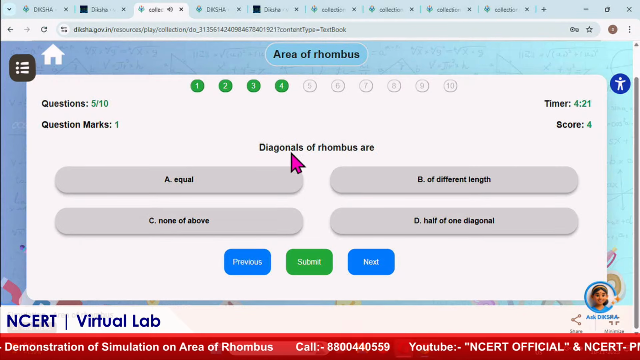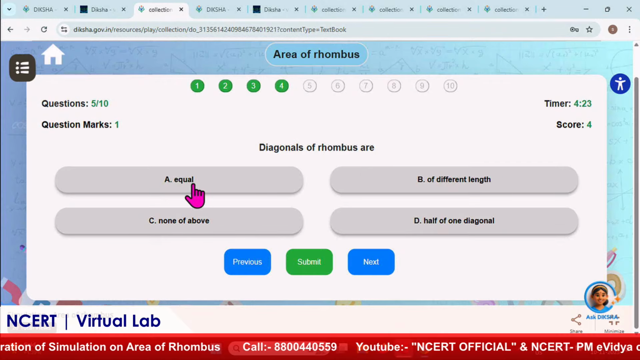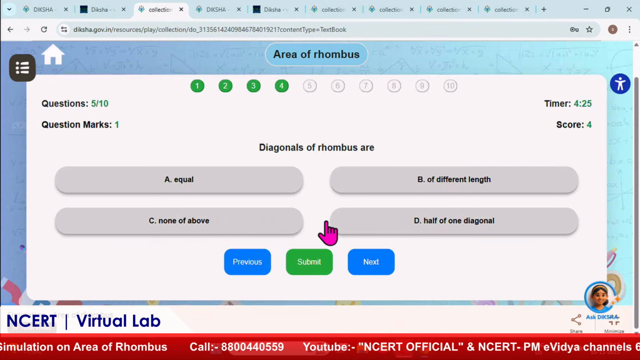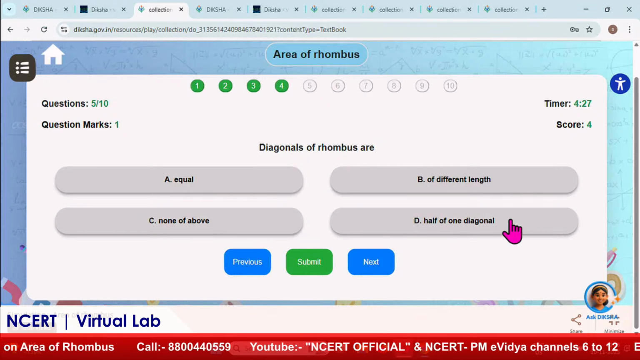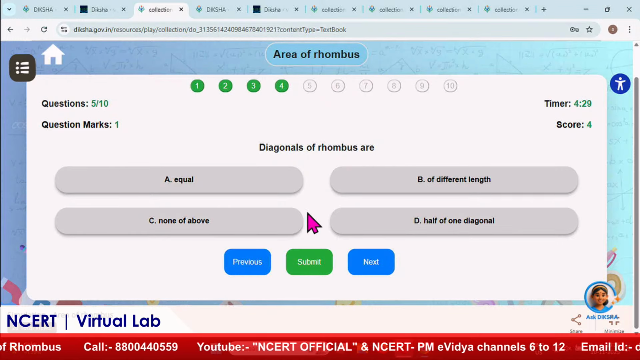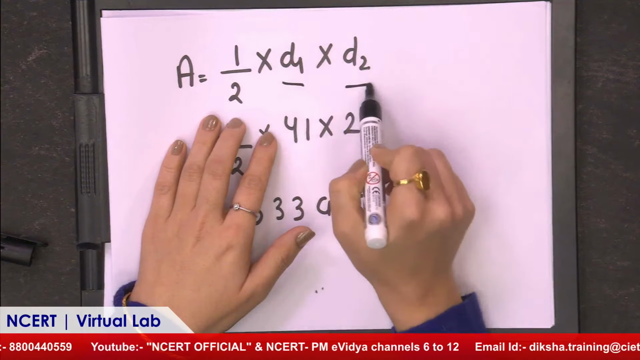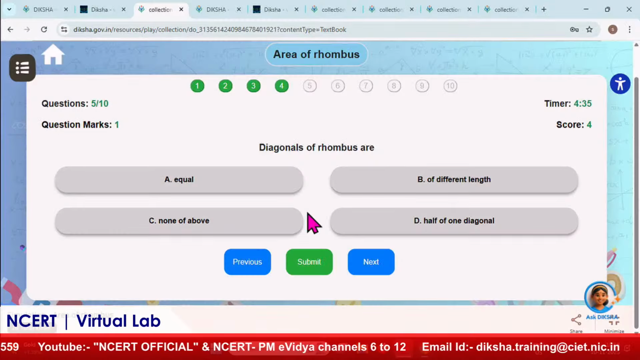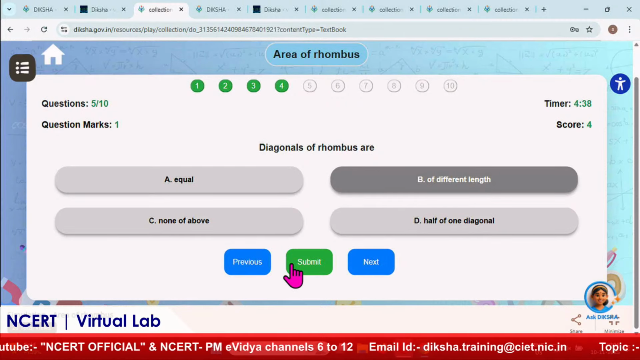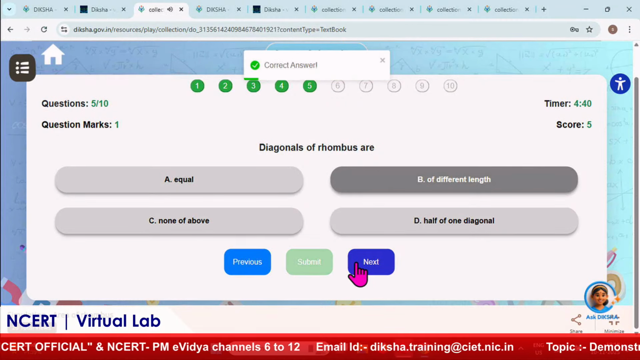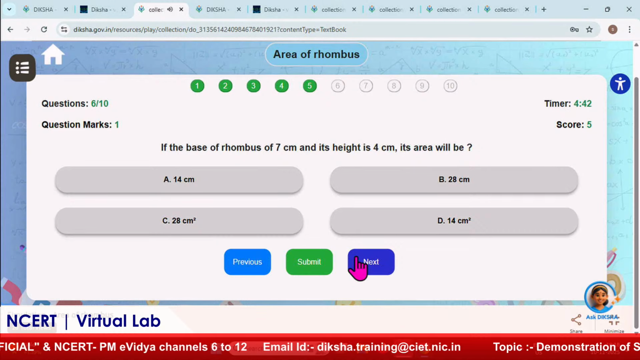Again the next question is: the diagonals of a rhombus are equal, of different length, none of these, or half of the original. As you can see in the formula itself and in the theory part itself, both the diagonals are different. So this is of different length, the answer is B. Click on the submit and move on to the next.